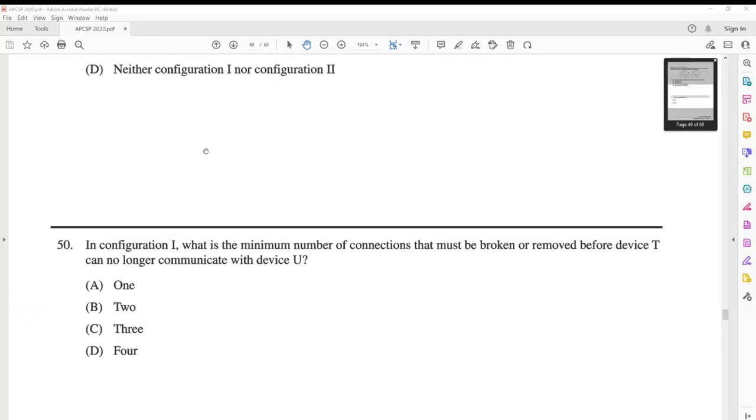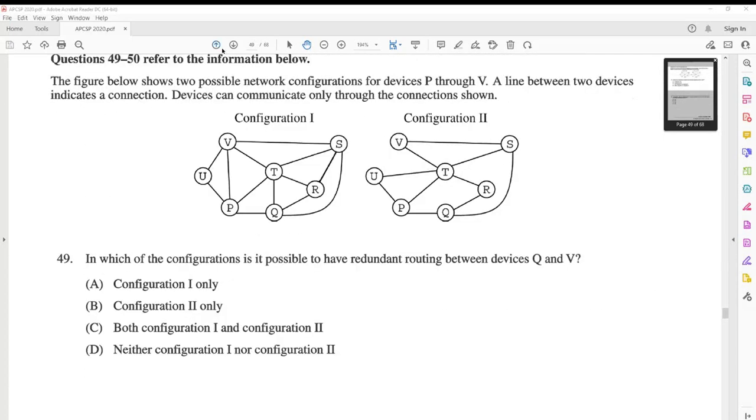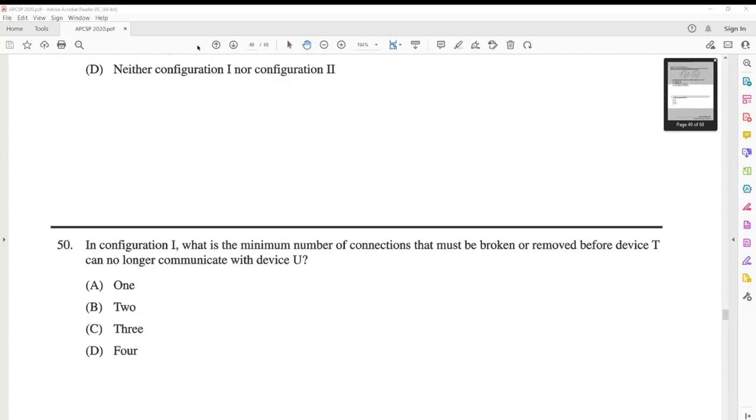Number 50 is another problem. In configuration 1, how many connections must be broken before T no longer can communicate with U? T is here, U is here, so minimum 2. It's from the U side, you don't look at the T side. So the minimum would be 2. Number 50 is B.